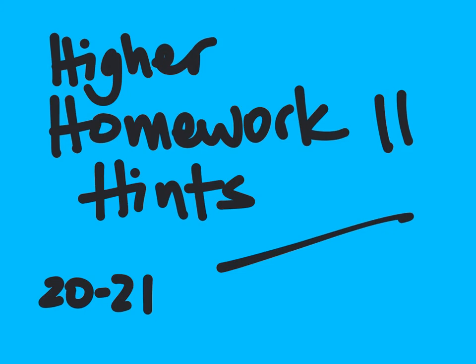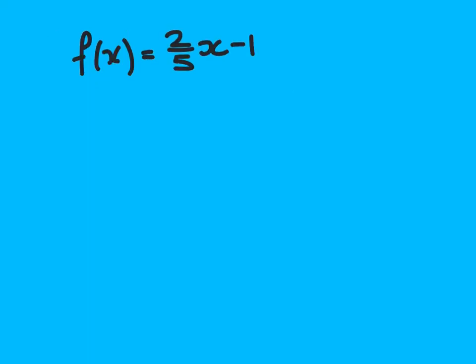Okay, here we go with hints for homework sheet number 11. First question, we've got a function f of x equals 2/5 of x minus 1. And we are asked to find f to the negative 1 of x. Now that's the inverse function.